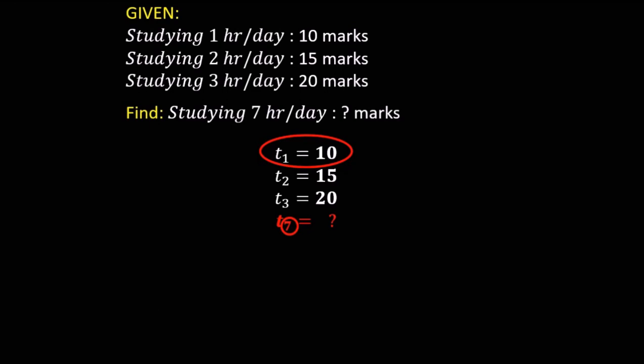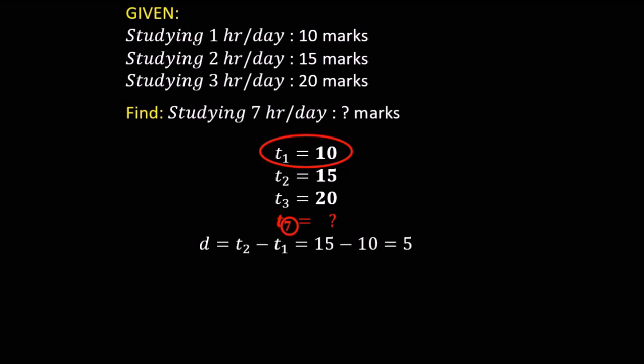How do we do that? We take any pair of consecutive terms, let's say T2 and T1, subtract them and find the common difference. So d is equal to T2 minus T1 is equal to 15 minus 10, which is equal to 5. Now we know three of our four terms. We know a, n and d. a is equal to 10, n is equal to 7 and d is equal to 5.